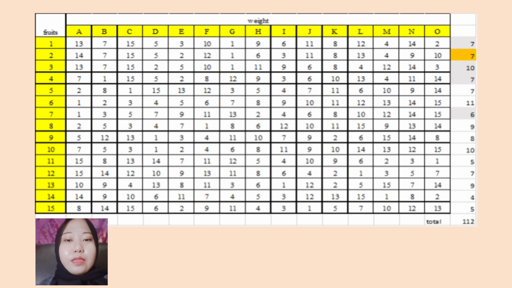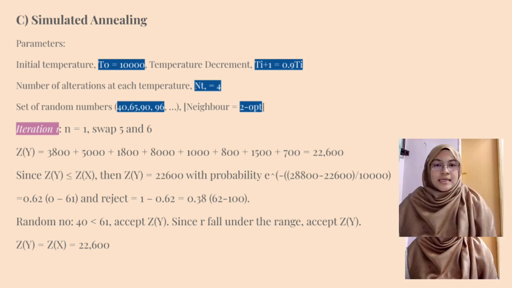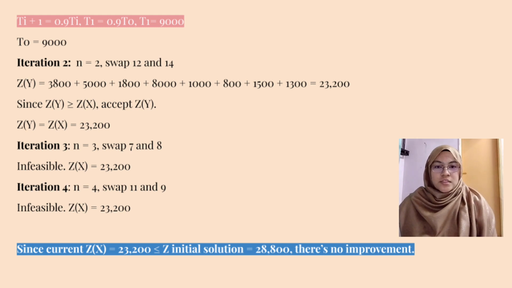Next is simulated annealing. Now I will explain about simulated annealing. Our initial temperature starts at 1000 degrees and our alpha is equal to 0.9. Our number of iterations at each temperature is equal to 4 and our neighbor is 2-odd. For iteration 1, we decide to swap item 5 and item 6 and the Z that we get is 22,600. Since we have to do the probability, we have to do the temperature decrement, and the temperature now is equal to 9,000.